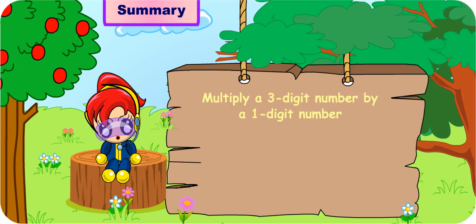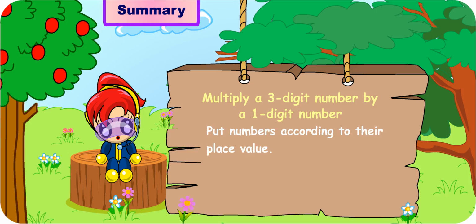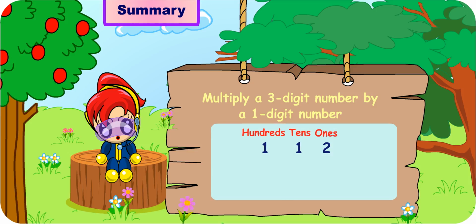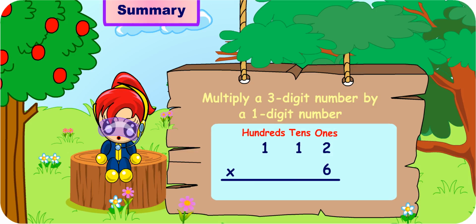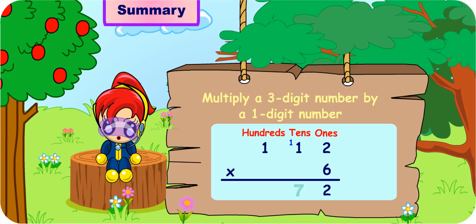What about multiplying a 3-digit number by a 1-digit number? Like multiplying a 2-digit number by a 1-digit number, I need to first put the numbers according to their place value like this. Then I do multiplication on the ones place value first, followed by the tens place value, and the hundreds place value.